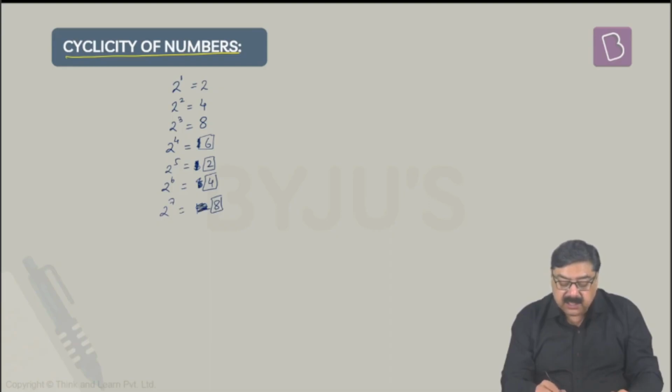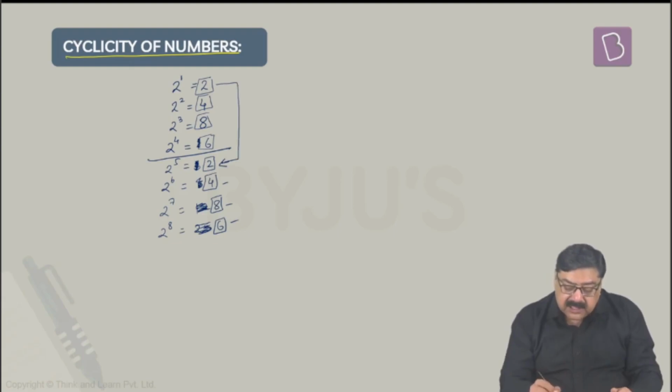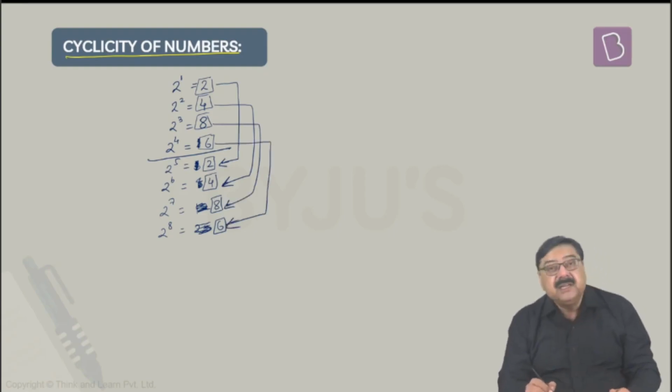So we don't need the other two digits. And 2 power 8 is 256, ends in 6. Now observe carefully: 2, 4, 8, 6. Again, 2, 4, 8, 6. This is a cycle which will keep on repeating after every 4 powers of 2. So that means that 2 has a cyclicity of 4. What do we mean by that? After every 4th power, we will get the same digit in the units place, whatever may be the power. So that is why 2 has a cyclicity of 4.